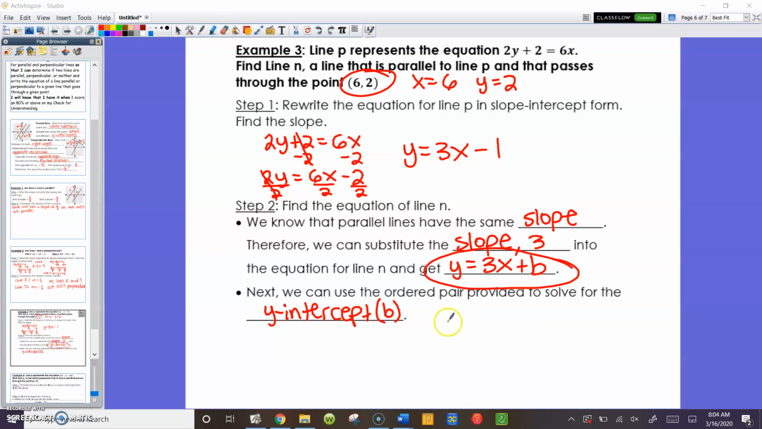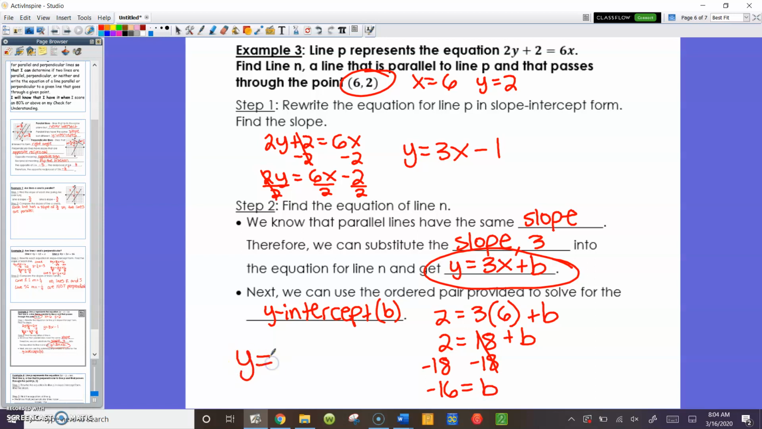Our y is 2, so that would be 2 equals 3 times 6 plus b. So 3 times 6 is 18 plus b. Subtract 18 on both sides. That would be negative 16 equals b. So now we can finally write the equation of the line that is parallel to the given line. It would be y equals 3x and our y-intercept minus 16.